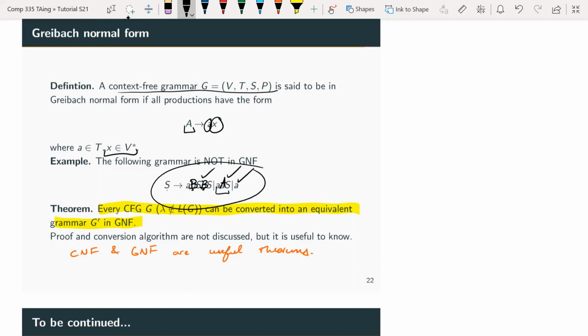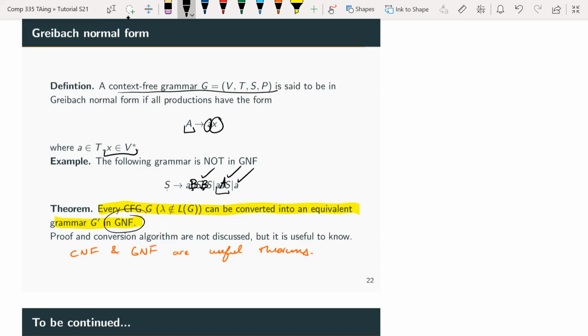Okay. And so we have a theorem here, very similar to the theorem for CNF, which says that every CFG such that lambda is not in L of G, so again, using the same trick as before, sort of applies. So every CFG where G does not generate lambda can be converted to an equivalent grammar G prime in GNF.